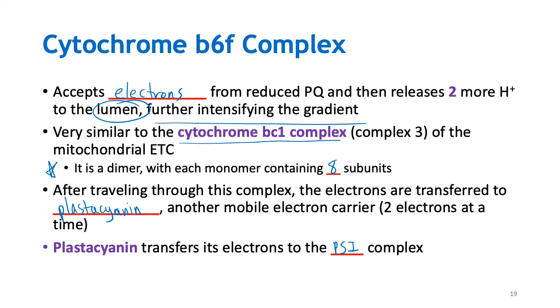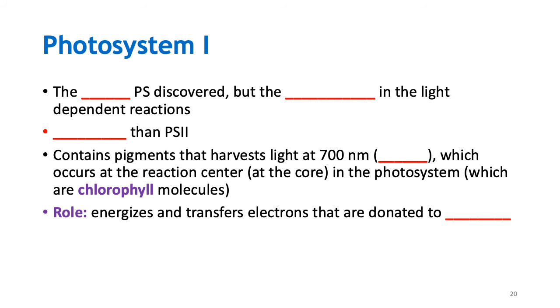Okay. Now we're finally talking about photosystem 1. You would think by the number 1 I should have already talked about it, but as I told you, they went by the chronology of when it was discovered. So this was the first photosystem discovered, but it's the second in the light-dependent reactions. Second photosystem, rather, is how I should have said it.